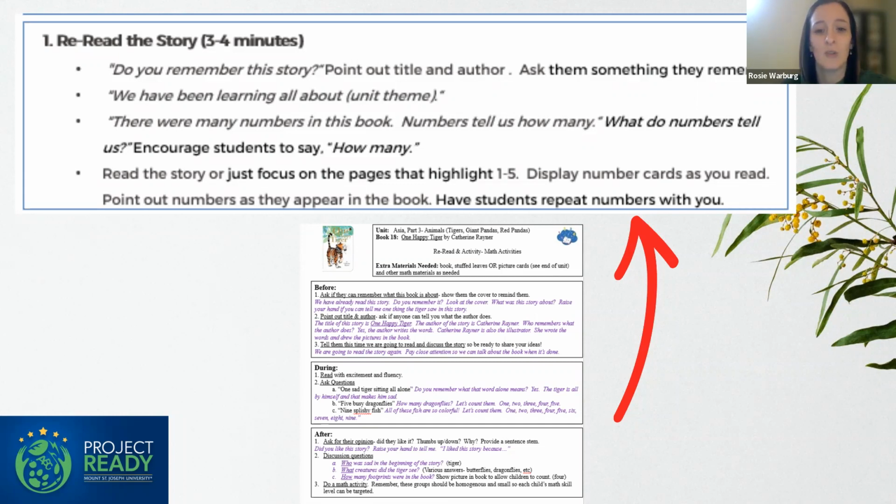So you're going to take your reread lesson and you're going to tie it into this reread of the story here. Again, spending just about 3 to 4 minutes going through the book, tying it back to the theme, highlighting some key concepts from the book.